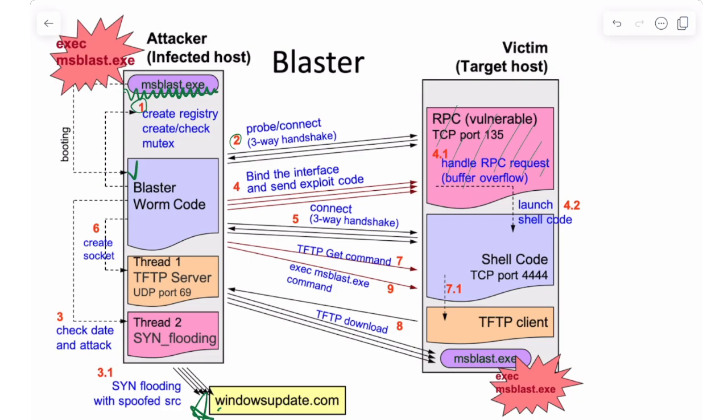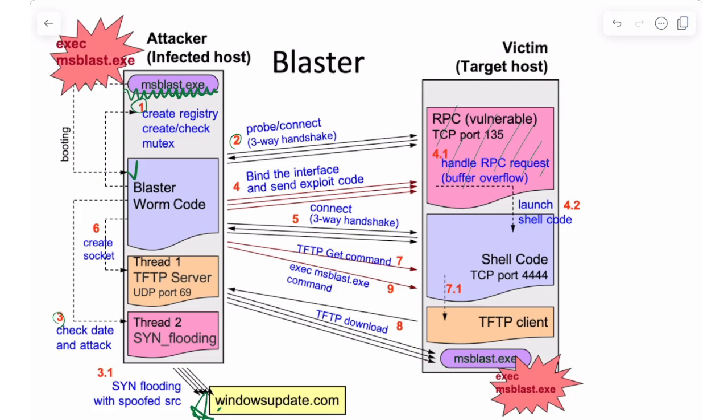Okay, and in the meantime, step number 3, the blaster worm code will check the date. What time is it and what date it is? And if it matches certain predefined date and time, it will try to do some attack to the Windows update.com, trying to block the Windows update.com. So no one can get services from the Windows update.com. Okay, that is step number 3.